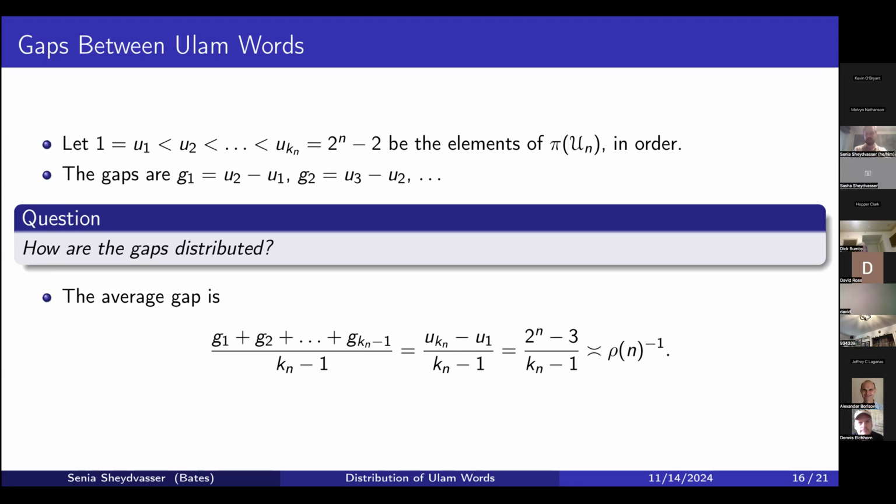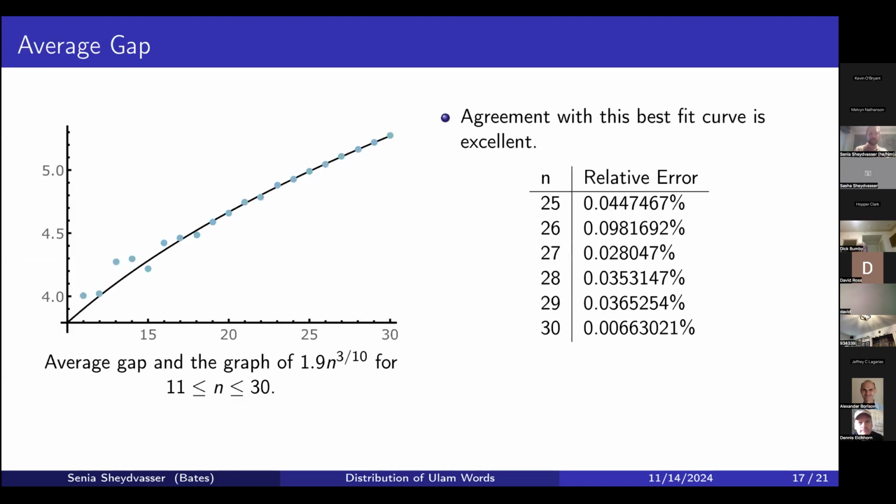But k to the n is the number of words of length n, and k to the n over k to the n is the density of Ulam words by definition. And so what you see asymptotically as n gets larger and larger is that this should be in the same order of growth as 1 over the density, which in particular means that it should grow like n to the 3/10. And this is exactly what we saw when we plotted this.